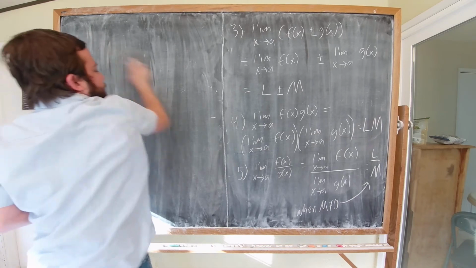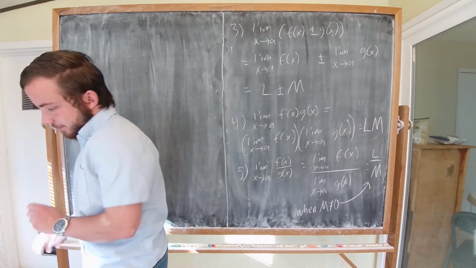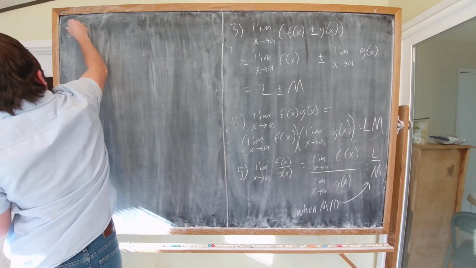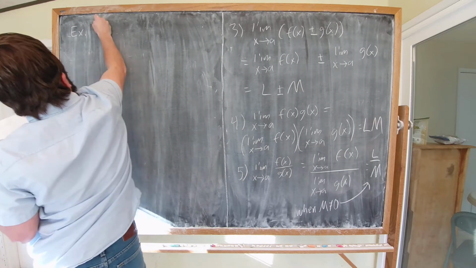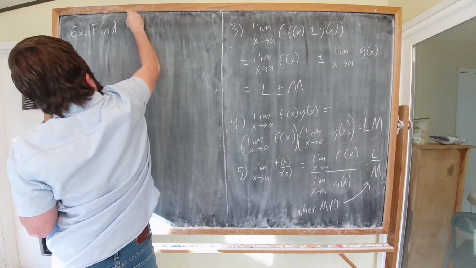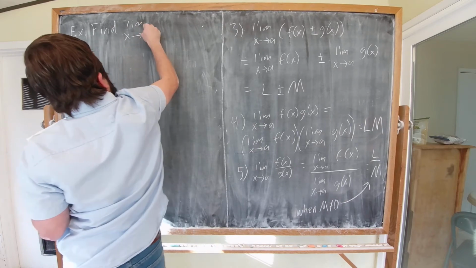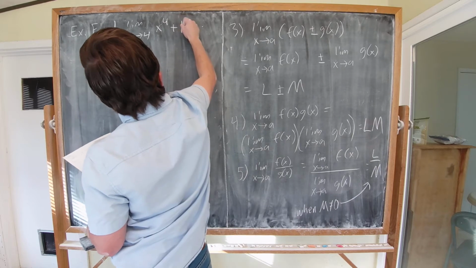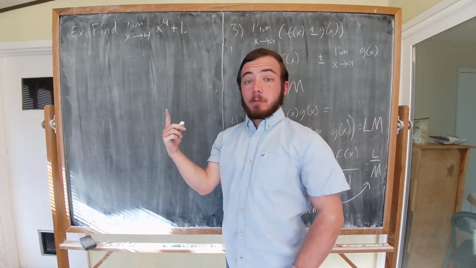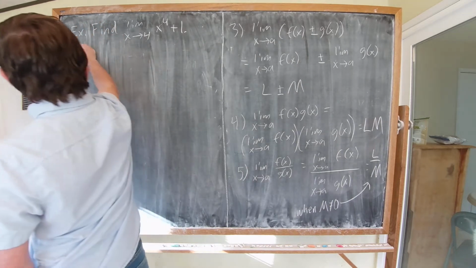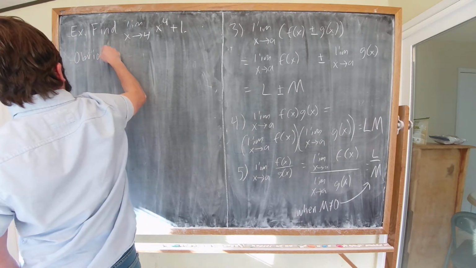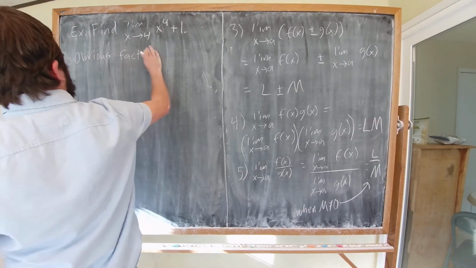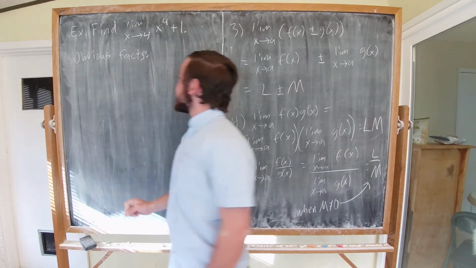We'll do a few different examples. Let's find the limit as x goes to 4 of x to the 4th plus 1. I will state first, as an obvious fact, in fact, two obvious facts, plural.